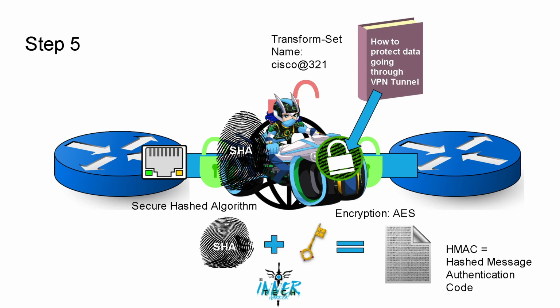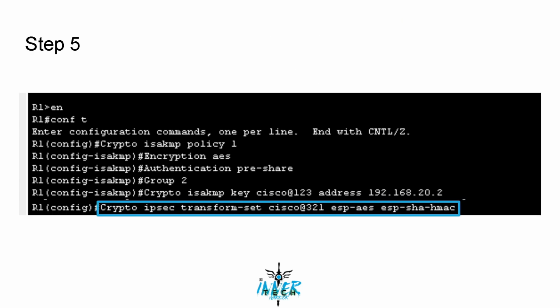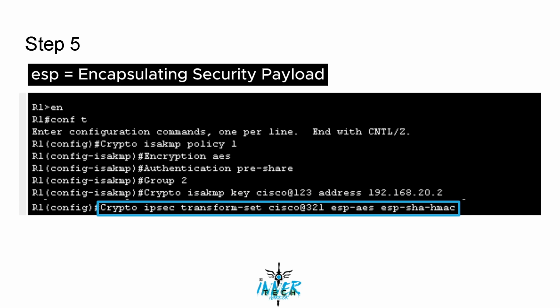This SHA fingerprint is combined with a secret key to create a hashed message authentication code, or HMAC. Hence the command is crypto IPsec transform-set Cisco@321 ESP-AES ESP-SHA-HMAC.